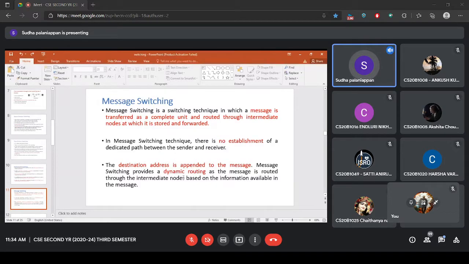So there is no dedicated path between the sender A and B, right? And there is no establishment. So here it is given, no establishment of a dedicated path between the sender and the receiver, and the destination address is appended to the message. So since there is no path, then how will the packet be transferred? Think of it. You need to provide the address, right? You need to provide the destination address upon receiving.